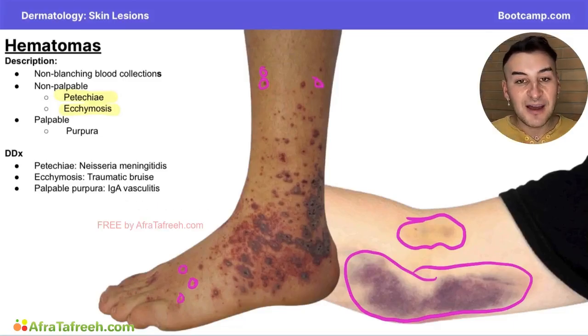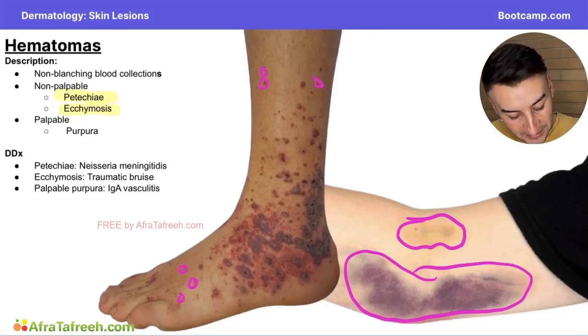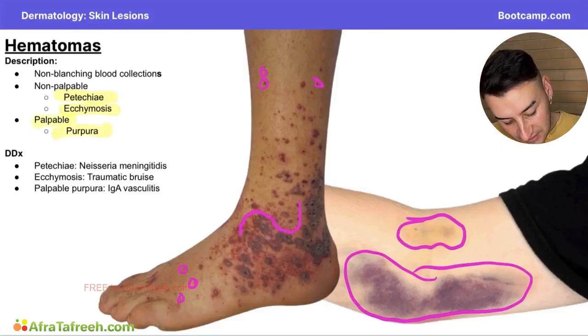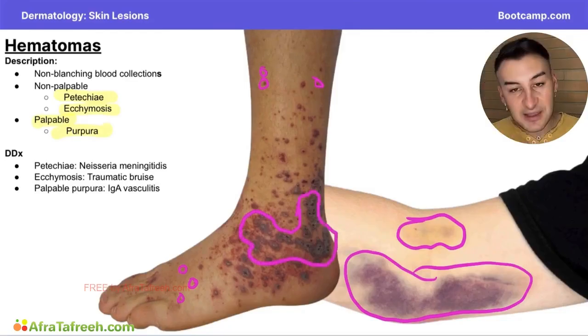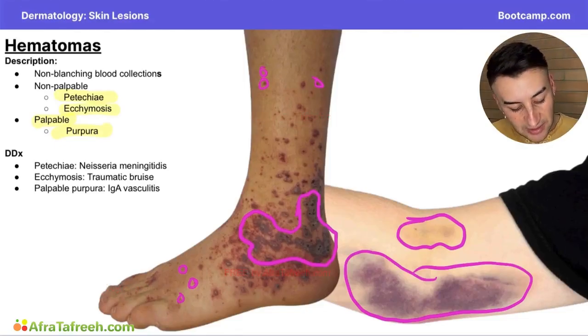We also have purpura, which are going to be raised lesions or palpable lesions. An example of that is here in the center of this person's ankle. These are going to be raised hematomas and they qualify as purpura. There are a variety of diseases that can cause petechiae, purpura, ecchymoses, and anything in between. So let's just go over a few.